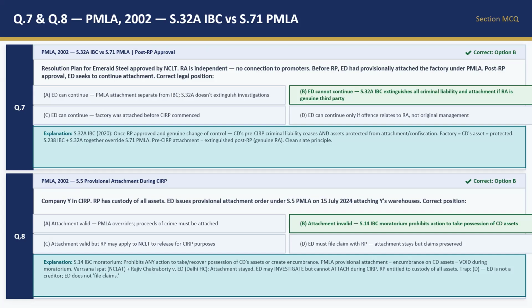PMLA 2002, provisional attachment during CIRP. Company Y in CIRP, RP has custody of all assets. And ED issues provisional attachment order under section 5 of the PMLA on 15th July 2024, attaching Y's warehouse. The correct position is attachment is invalid because section 14 of IBC, by virtue of moratorium, prohibits action to take possession of the assets of the CD during moratorium period.